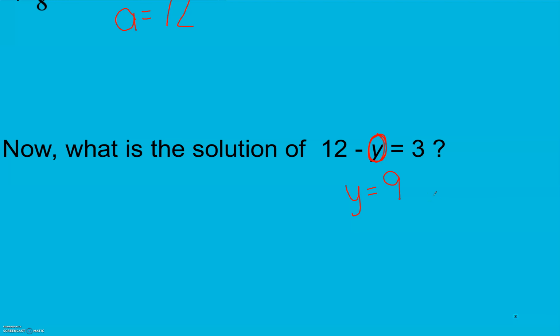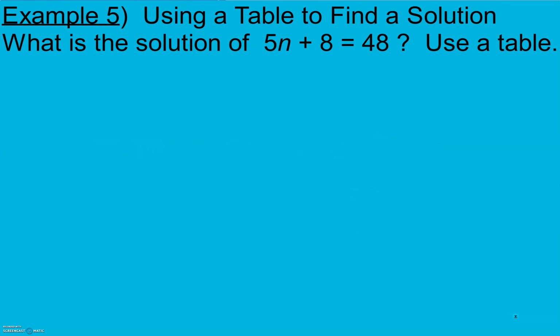12 minus 9. And we will get to some more foolproof methods of solving equations here in a little bit, but for now we're going to use mental math, tables, things like that. So in example 5, we're going to use a table to find a solution. We want to know what is the solution of 5n plus 8 equals 48, and we're going to use a table. So I'm going to pick numbers for n.